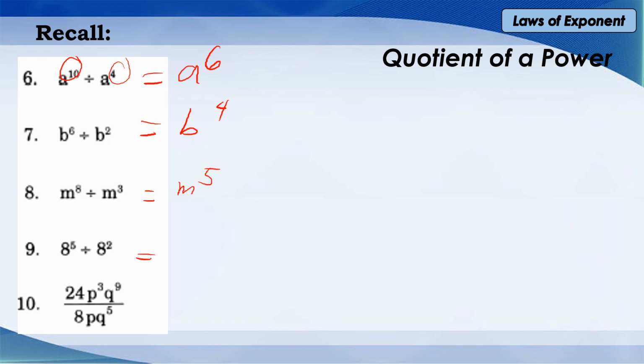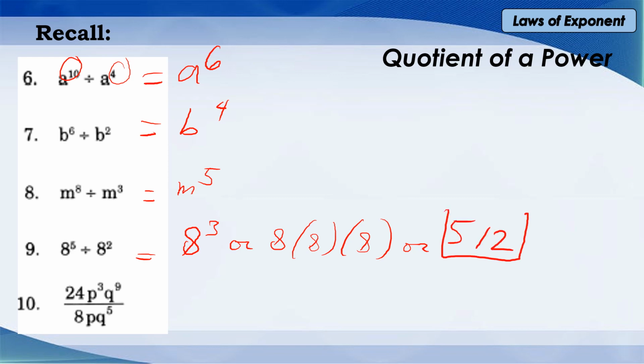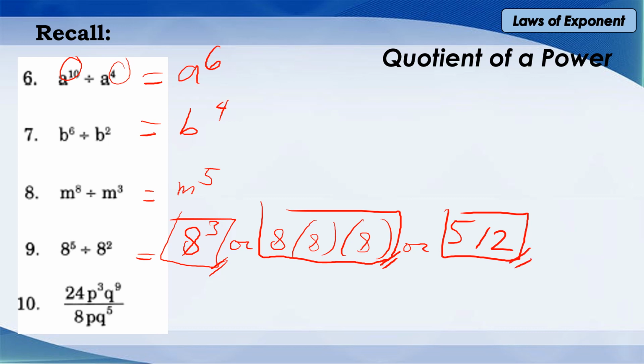8 raised to 5 divide 8 raised to 2. That is 8 raised to 3. Or 8 times 8 times 8. Kapag sinimplify mo pa siya, 8 times 8 is 64. Then 64 times 8 is 512. Pwedeng itong sagot, pwedeng ito rin, pwedeng ito rin. Pero mas proper itong nasa pinakadulo. 512.